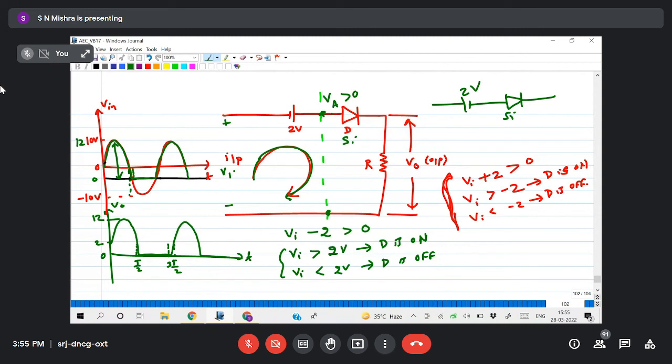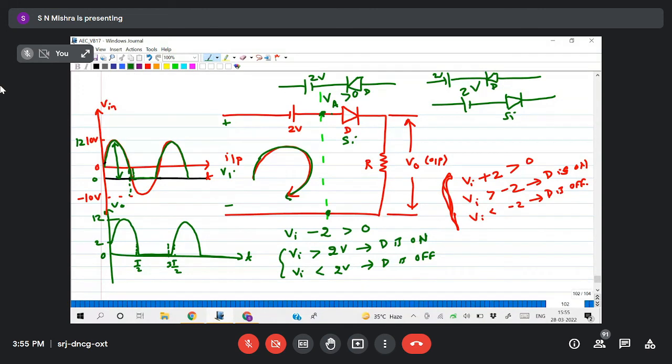And after that, what to do? Reverse the diode. The diode will be like this, 2 volt and like this, 2 volt diode. Okay, and we'll solve this one and tomorrow we'll tell what the answer is.